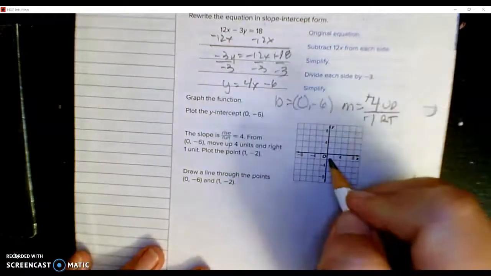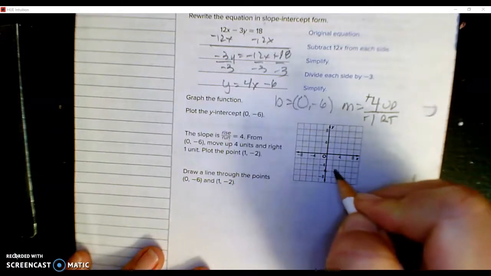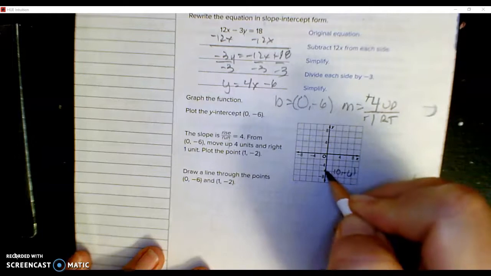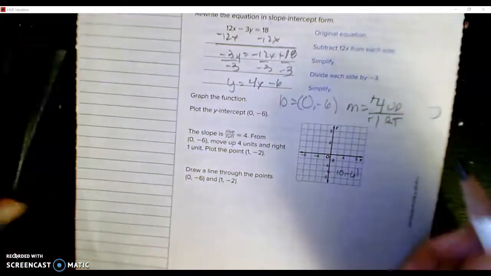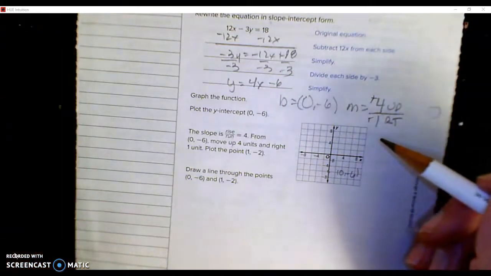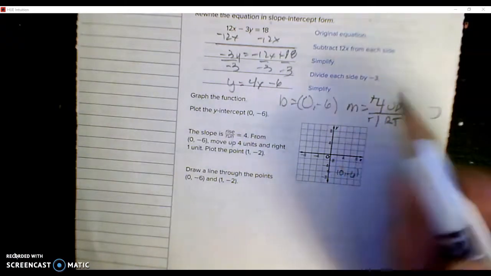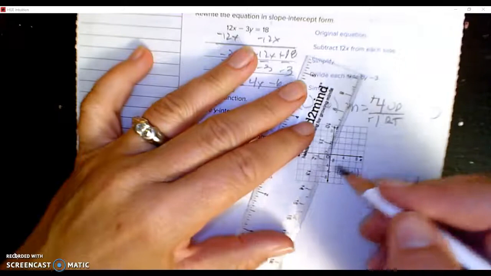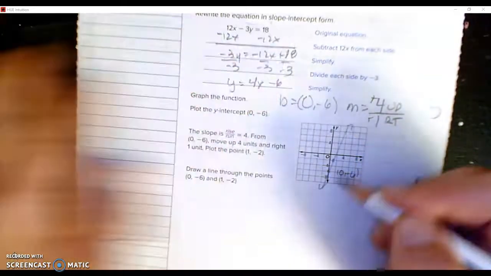So I go to 0. And uh-oh, they went by 2s on this bad boy. So I'm at 0, negative 6. I go up 4, so it's 2, 4, right 1. I hate that one. It's like halfway in between. Up 4 units, and right 1, 1, negative 2. Yeah, that's where it's at. And so you connect your dots. I'd have you do a third one, but it gets kind of messy when it went by 2s. Okay, yay! What's the next page?